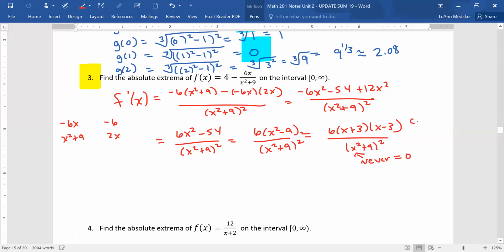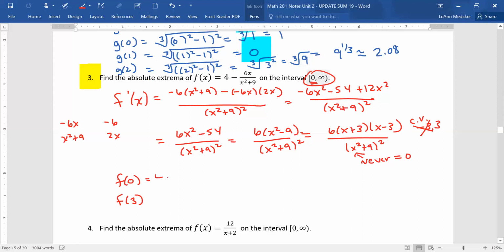But we do have two critical values of negative 3 and 3 from the top. Now, since our interval is only from 0 to infinity, we throw out the negative 3. So I only have to test two things because this infinity can't be tested. We need to test the first endpoint, which is 0. And remember, you test in the original function if you're looking for absolute extrema. And then we also need to test the 3.